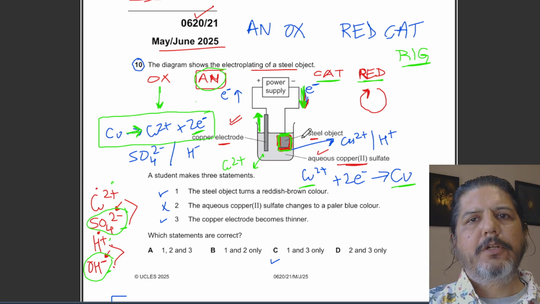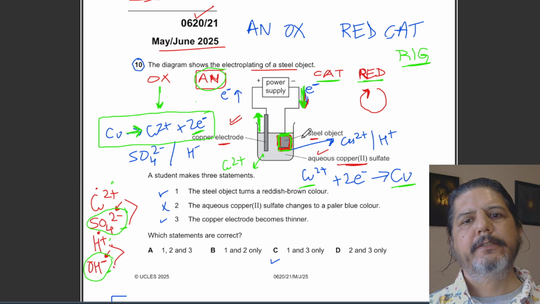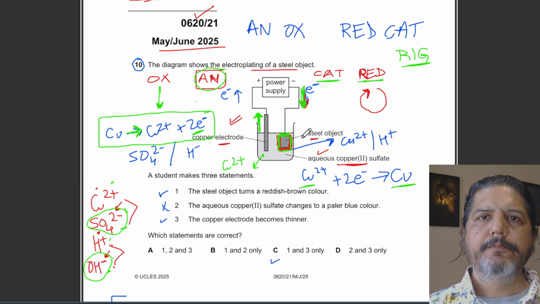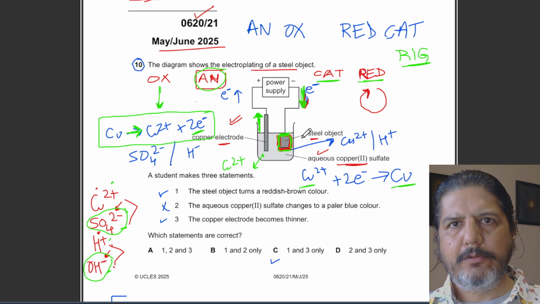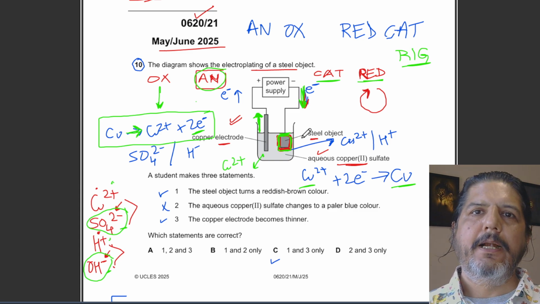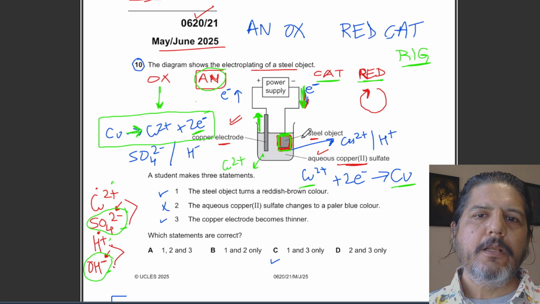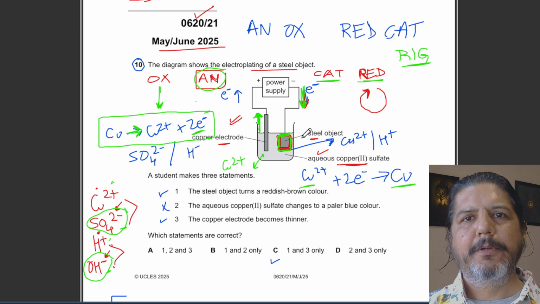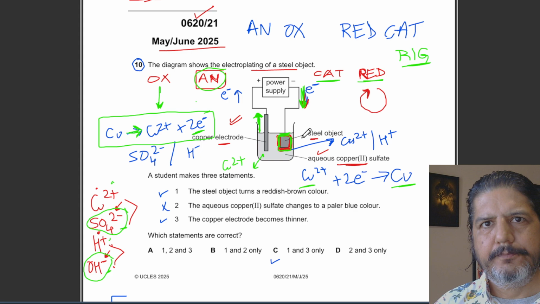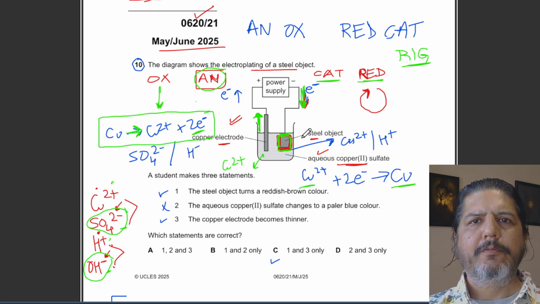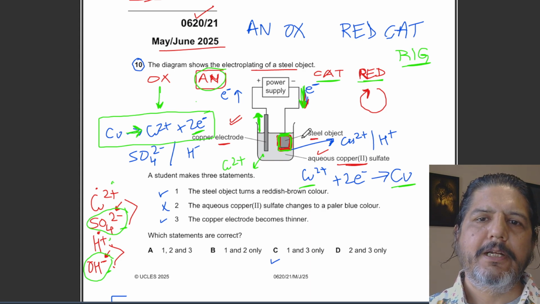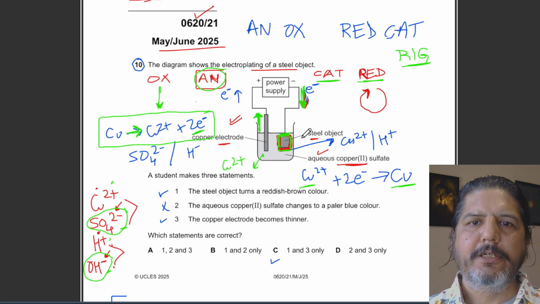So just try to visualize that on the left side, Cu is entering the electrolyte as Cu2+, and on the right side of the paper, the Cu2+ which has entered the electrolyte will start getting discharged as Cu and will start forming a layer upon the steel object. And of course, that is what we want. That is what electroplating is. So now let's start looking at the choices.